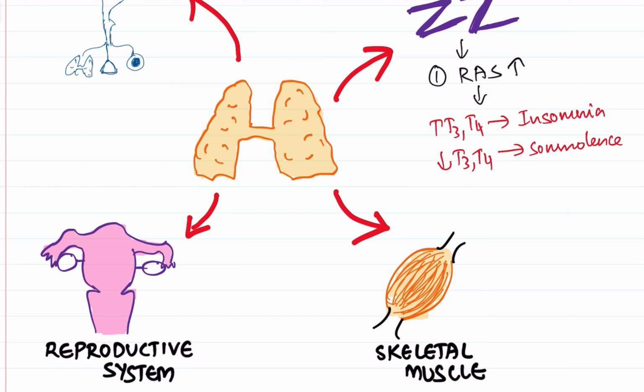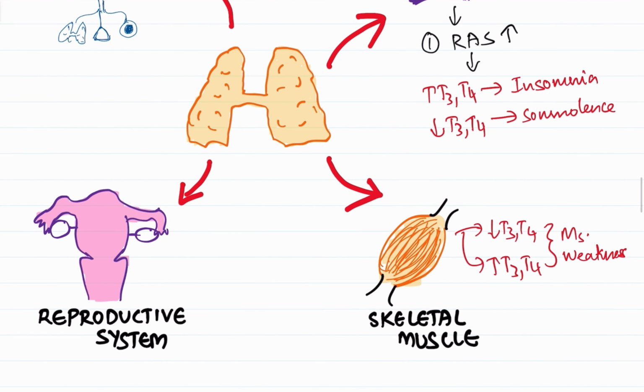What about the skeletal muscles? We said that the thyroid hormone has an anabolic effect at the normal levels. At both the ends, that is at hypo and hyperthyroidism, it's going to have a catabolic effect, which means that there is going to be protein breakdown in the muscles, and that will lead to muscle weakness.